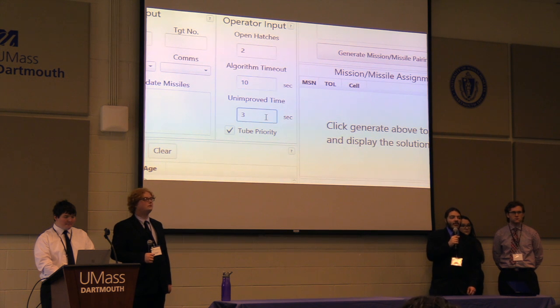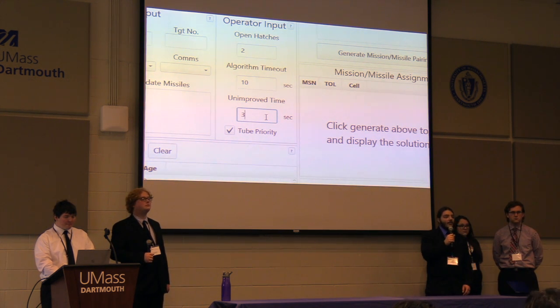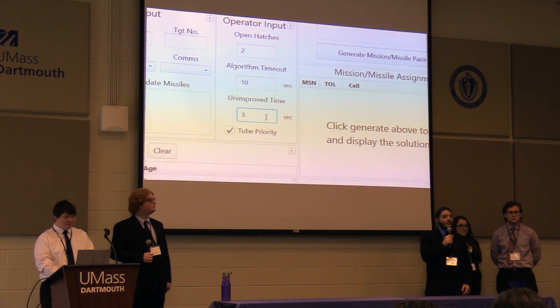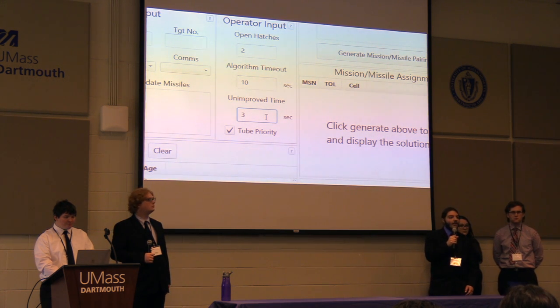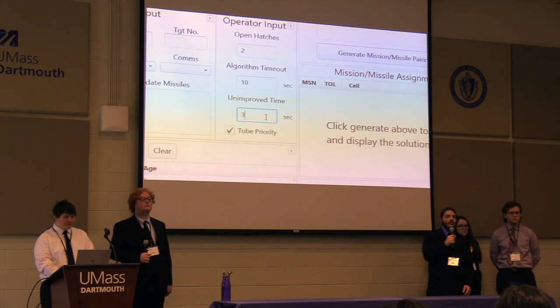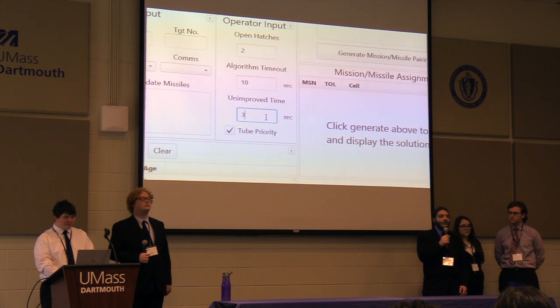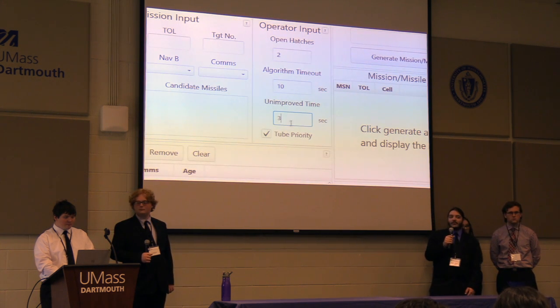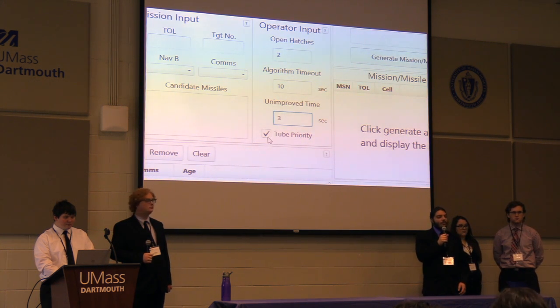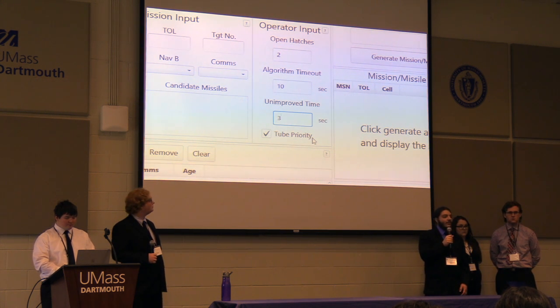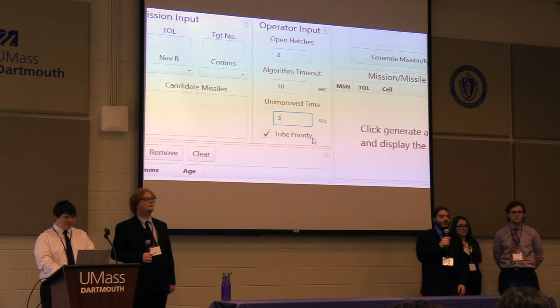The next field is the unimproved time. And what that means, if we have it set to 3, is our algorithm will try and solve for up to 10 seconds. But if for 3 seconds in a row the solution does not get better, it'll terminate right there. The reason for this is it's possible for a solution to take only 3 or 4 seconds and then stop improving, and we don't want to wait the whole 10 if we don't have to. So in our case, we're going to leave that at 3. The next checkbox is to priority, which is something that I'm going to explain a little bit later, but that is one of our constraints that we can enable and disable for any given input set.